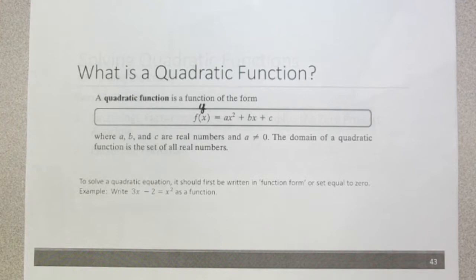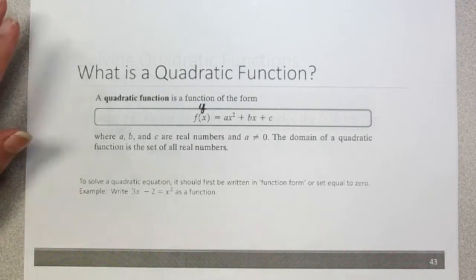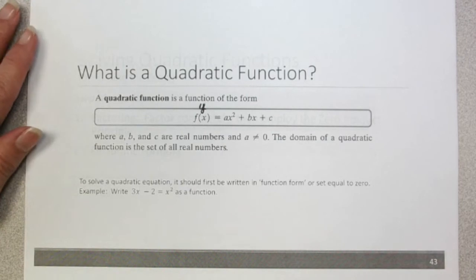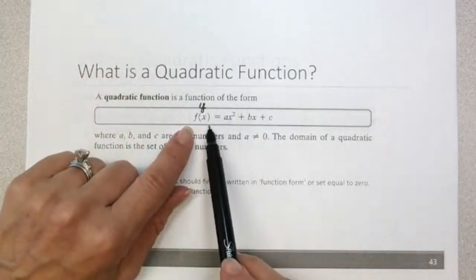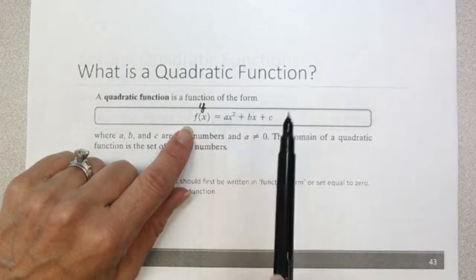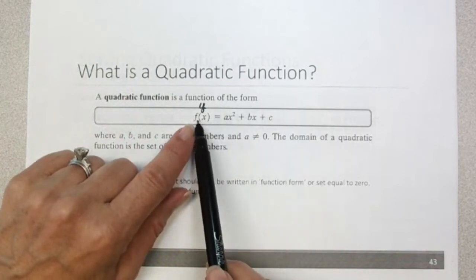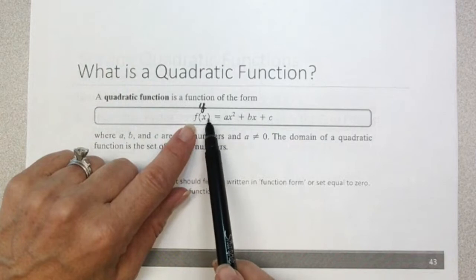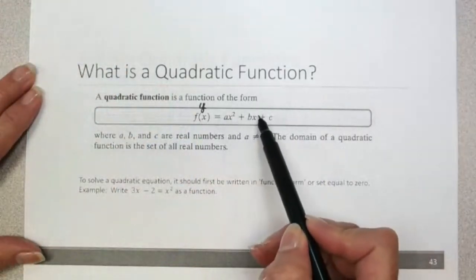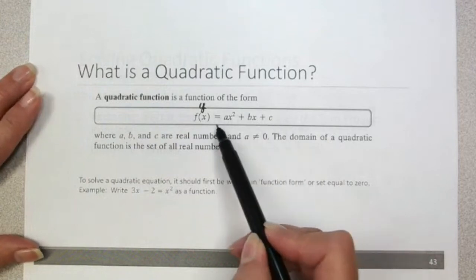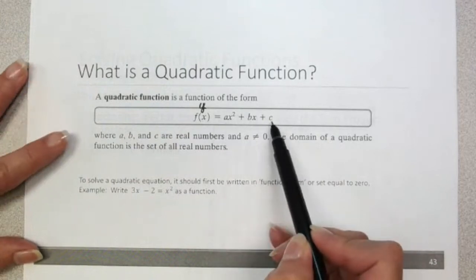Well, the simplest way to think about a quadratic equation is it's one where the highest exponent is 2. We can write a quadratic equation as an equation or as a function. If we're writing it as a function, we would use function notation, f of x, and it would need to take this form, ax squared plus bx plus c, when it's in its standard form. This is referred to as the standard form.